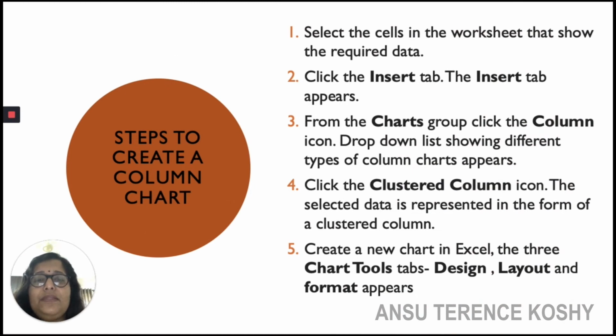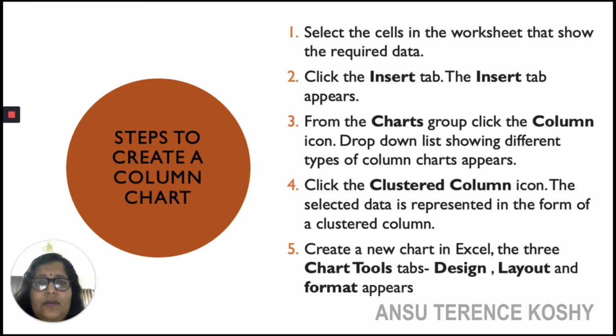What are the steps that are required to create a column chart? It was already demonstrated in the last video, but again I'm going to tell you how it is done. You have to make a table based on the data that you have. The first thing that you have to do is select that table. Then you have to go to the Insert tab. From that you have to go to the Charts group. From that you have to click the column icon. I already showed you how to do this. And a drop down list comes.